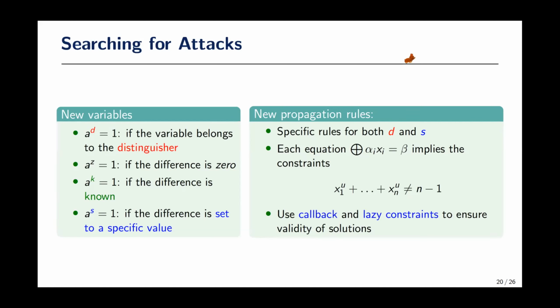For the D variable, if the variable belongs to the distinguisher, it is the test variable if the difference is 0, a K variable if the difference is known, and S if the difference is set to a specific value. And we add some specific rules for both D and S.